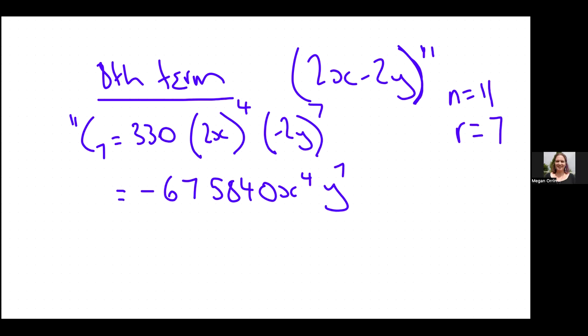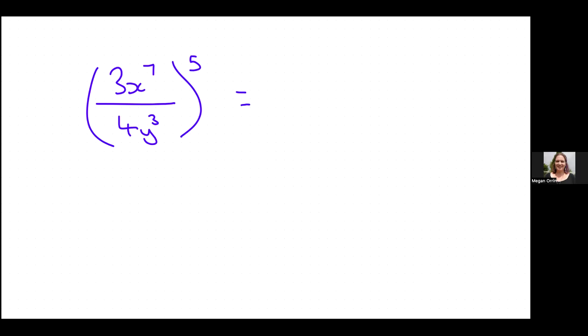Okay, so I want you to expand this for me. Okay, so I want you to get rid of the brackets for me and simplify as much as possible. Let's make sure we remember how to do powers and fractions. So this is just your basic index law stuff. There's nothing fancy going on.